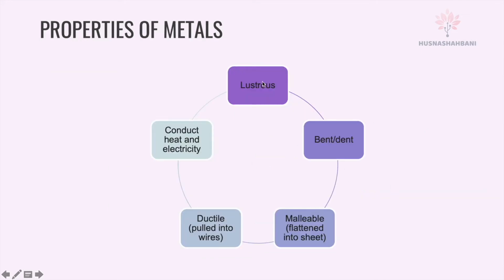Properties of metal: lustrous, bend or dent, malleable, flattened into sheet. Malleable is different from ductile. Ductile you can pull into wires, but malleable flattened into sheet. Conduct heat and electricity. So these 5 are the properties of metals.